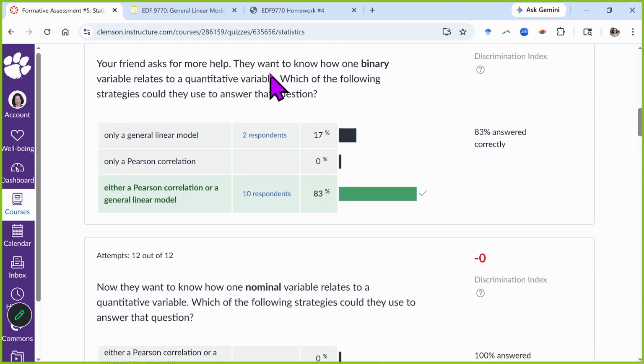So because in binary data there's only one possible difference between the 0 group and the 1 group, there's only a linear relationship that is logically possible of that difference with some kind of quantitative outcome. So same situation, either a Pearson correlation or a linear model will work for that.